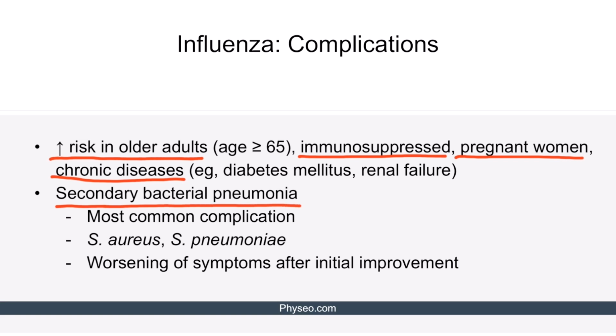Secondary bacterial pneumonia is the most common complication. The viral cytopathic effect on respiratory mucosa makes it vulnerable to attack by bacterial pathogens, making it easy to catch pneumonia. The most common bacterial pathogens are Staphylococcus aureus and Streptococcus pneumoniae. Secondary bacterial pneumonia post-influenza is characterized by worsening of symptoms after an initial improvement.